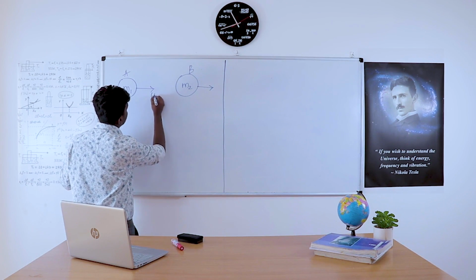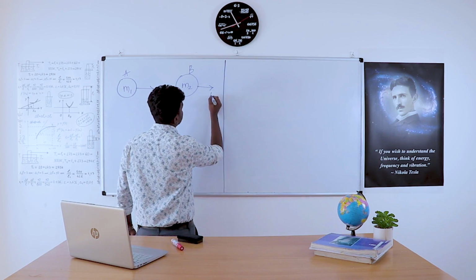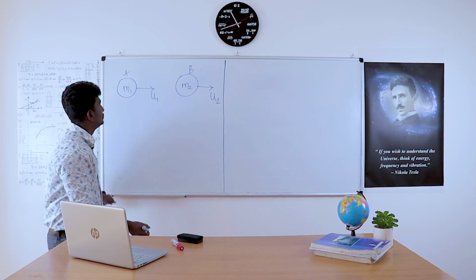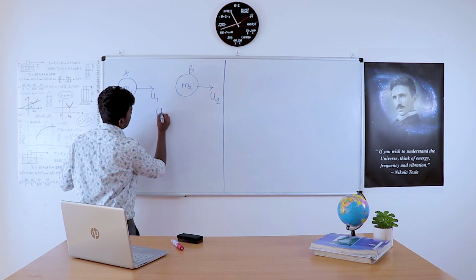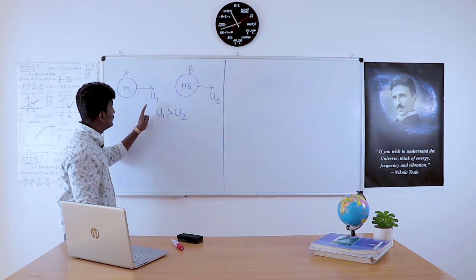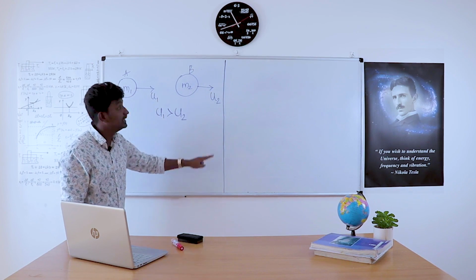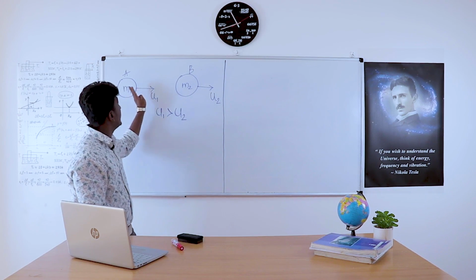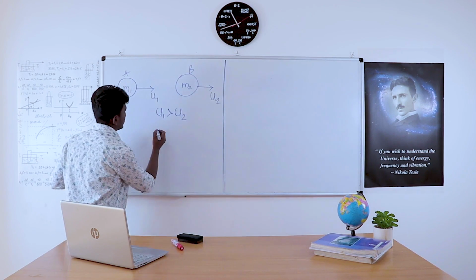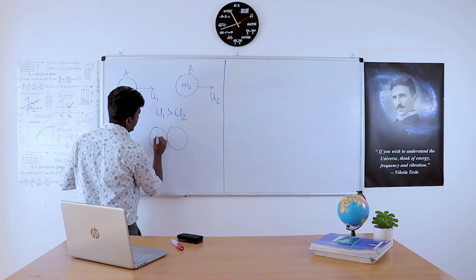The first one, A, having mass m1, is moving with an initial velocity u1, and the second one, B, having mass m2, is moving with an initial velocity u2. Consider the condition u1 greater than u2. If the velocity of A is greater than the velocity of B, then surely A will collide with B after some time.